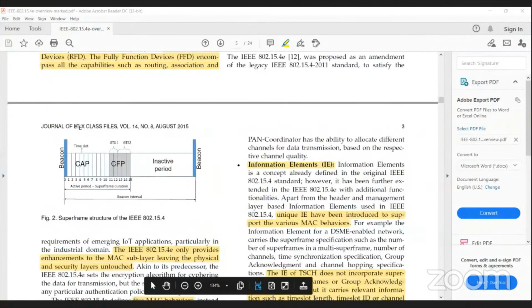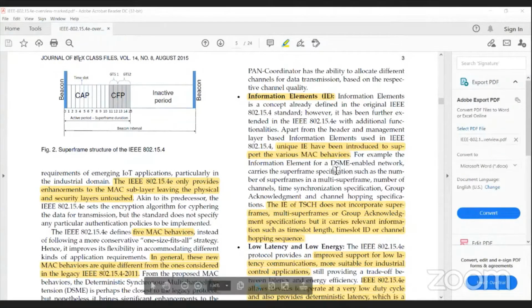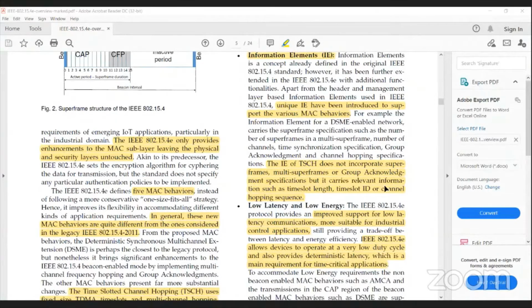The second improvement that came about is the information element, and this is unique information elements have come. There is a concept which was already there in 15.4, but it's extended now. Unique IEs have been introduced to support various MAC behaviors. So you actually know what type of MAC behavior you're using by just looking at the IE, because the PHY layer has not changed. Please note. So you have to somehow be able to differentiate between them. So that's essentially what he's writing here.